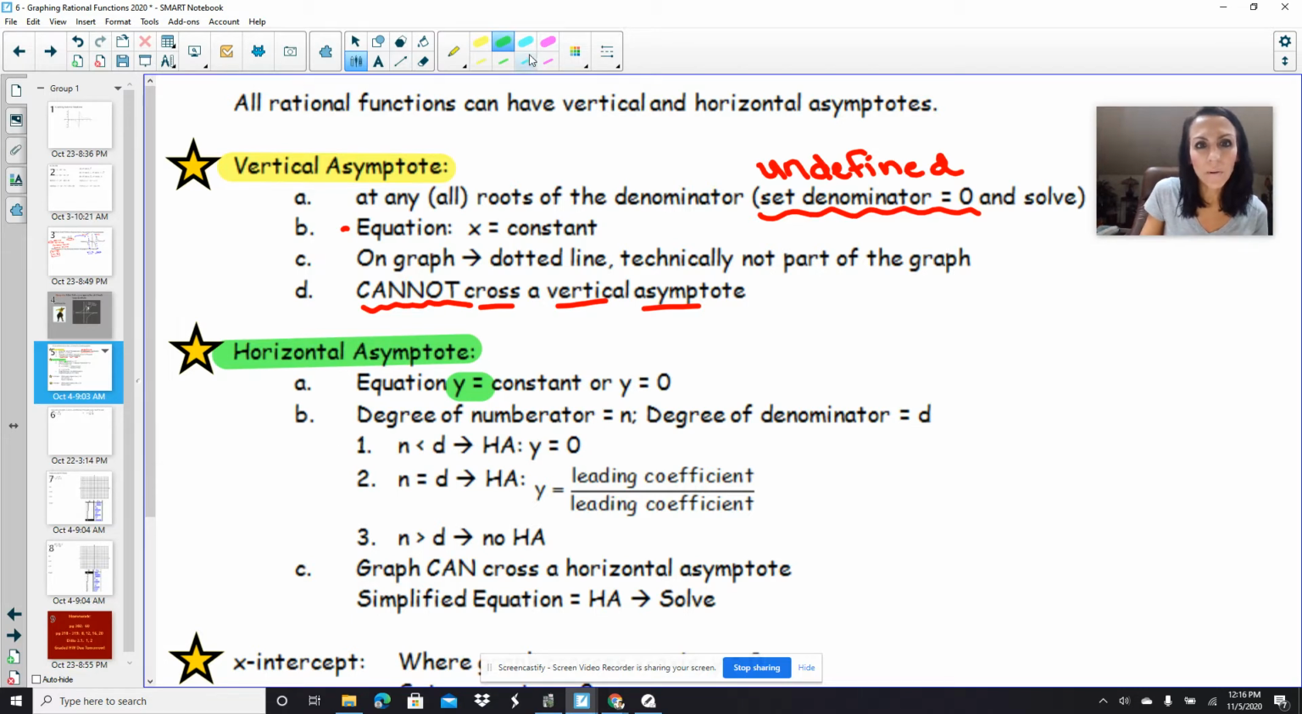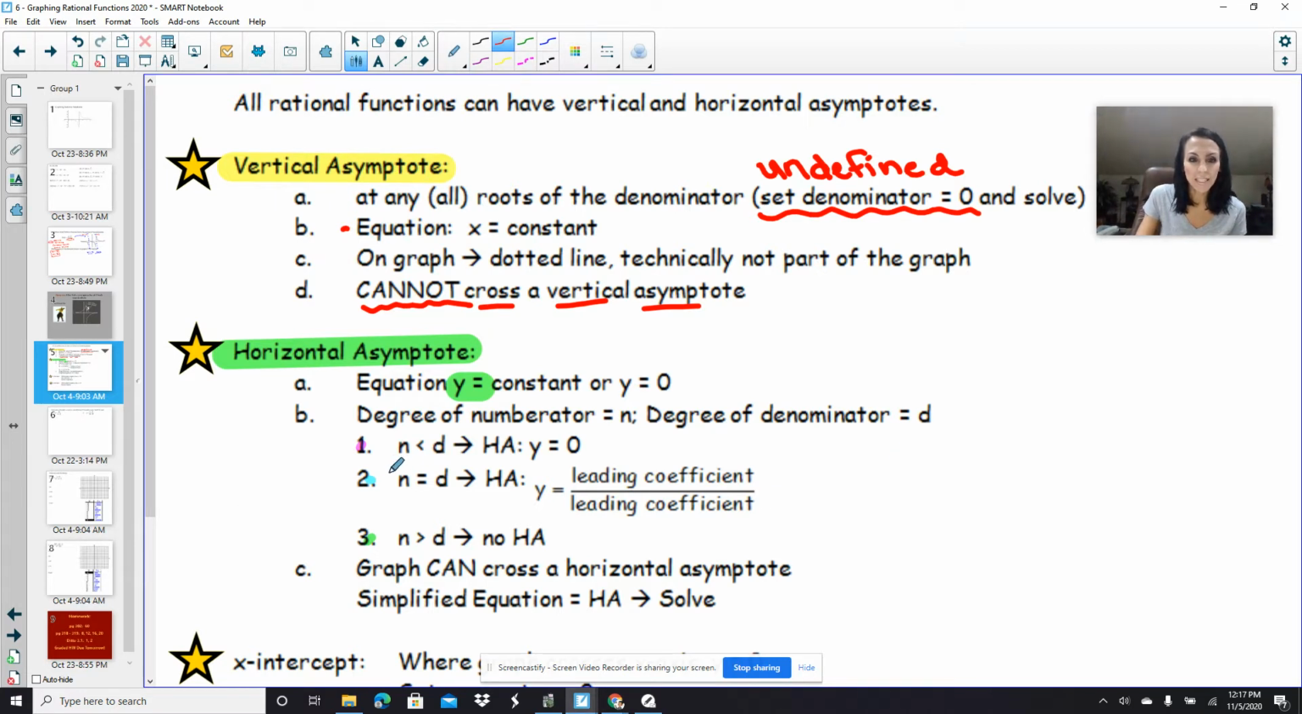All right, so now what we need to do is talk about how we determine our horizontal asymptote. There's 3 ways: 1, 2, 3. Okay, 3 ways to determine it.